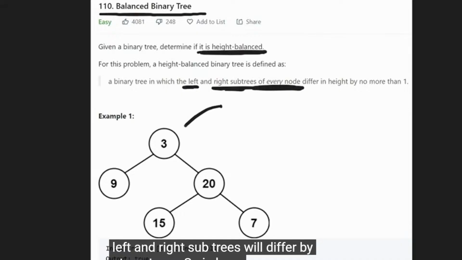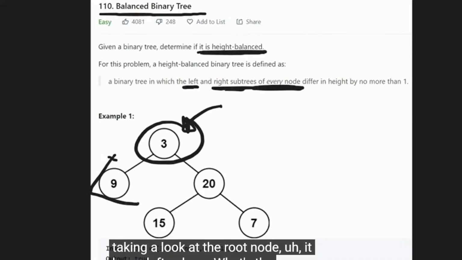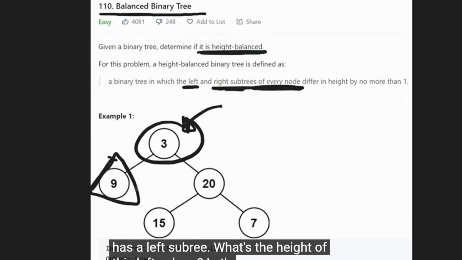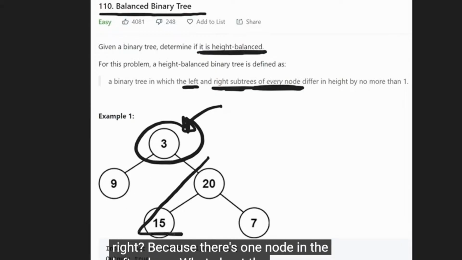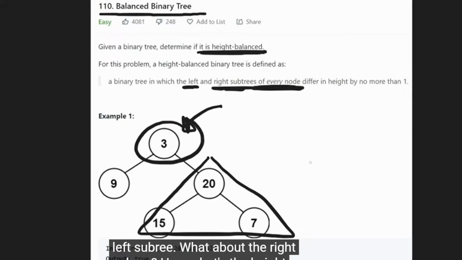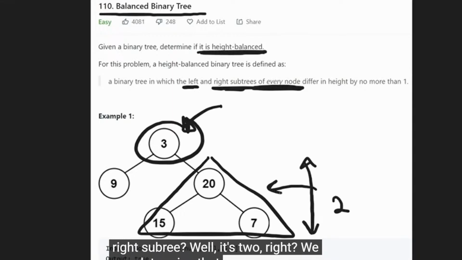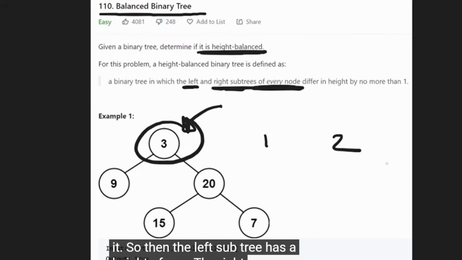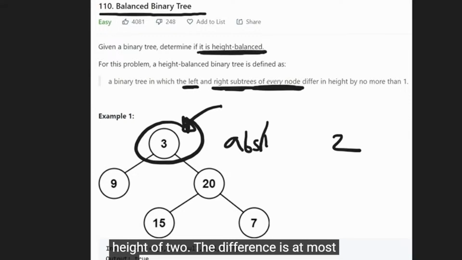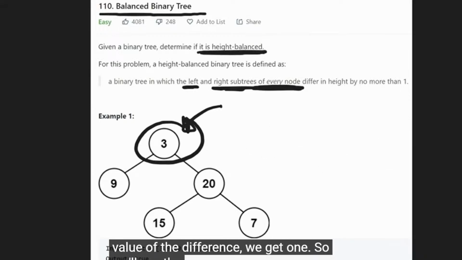So in here you can see, taking a look at the root node, it has a left subtree. What's the height of this left subtree? Let's call it 1, right? Because there's one node in the left subtree. What about the right subtree? What's the height of this right subtree? Well, it's 2, right? We can determine that just by looking at it. So then the left subtree has a height of 1, the right subtree has a height of 2. The difference is at most 1, right? Because if we take the absolute value of the difference, we get 1. So we'll say the difference is 1.